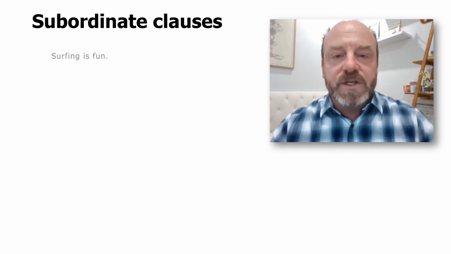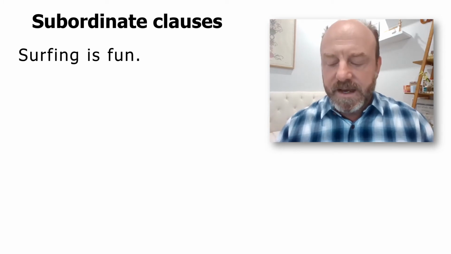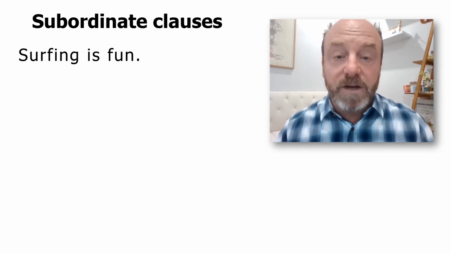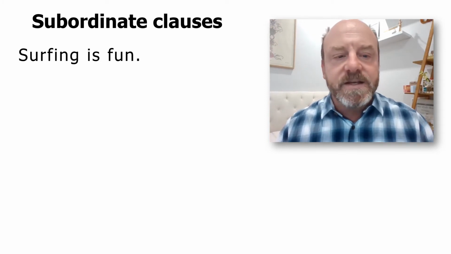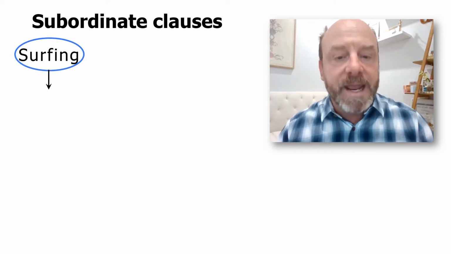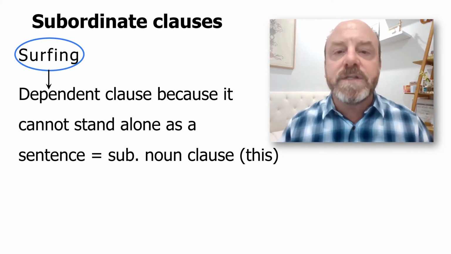So let's go back to surfing is fun, because it's a nice simple sentence, and it'll help us identify this idea of what's the main clause and what's not. So if we just take away is fun for the moment, we're left with surfing, which is a dependent clause. Remember, the blue circles will identify dependent clauses. So it's a dependent clause. Why? Because it cannot stand alone.